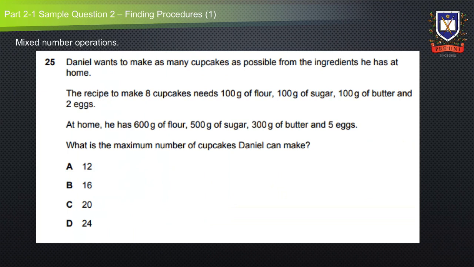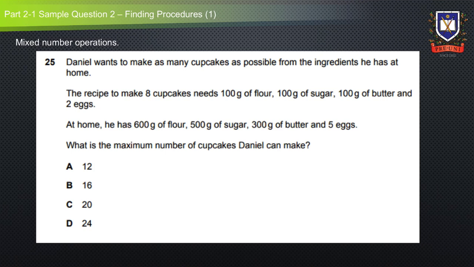Let's continue and look at this example of another mixed number operation question from the Opportunity Class Sample Thinking Skills exam. Daniel wants to make as many cupcakes as possible from the ingredients he has at home. The recipe to make 8 cupcakes needs 100 grams of flour, 100 grams of sugar, 100 grams of butter, and 2 eggs. At home, he has 600 grams of flour, 500 grams of sugar, 300 grams of butter, and 5 eggs. What is the maximum number of cupcakes Daniel can make?